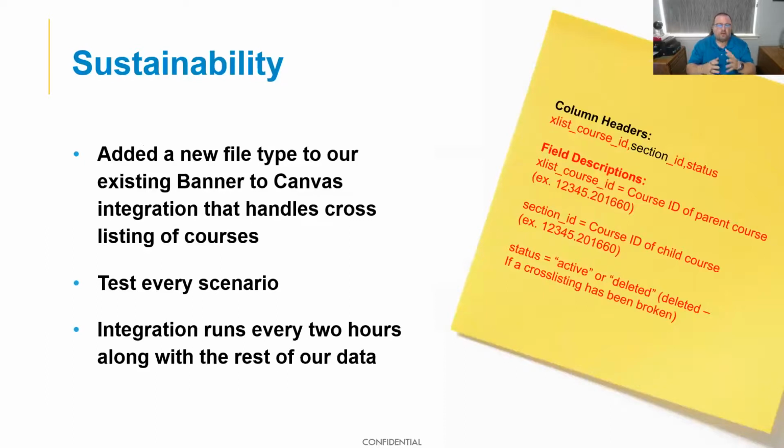So to do that, we needed to add an additional file type to our batch file integration for cross-listing. There's a snippet for it on the right-hand side of the slide in the little yellow Post-it note, if you're interested. But this allowed us to take the activity that was already occurring in Banner, because you can cross-list courses in Banner, and replicate that so we're not doing double the work in the Canvas LMS system.